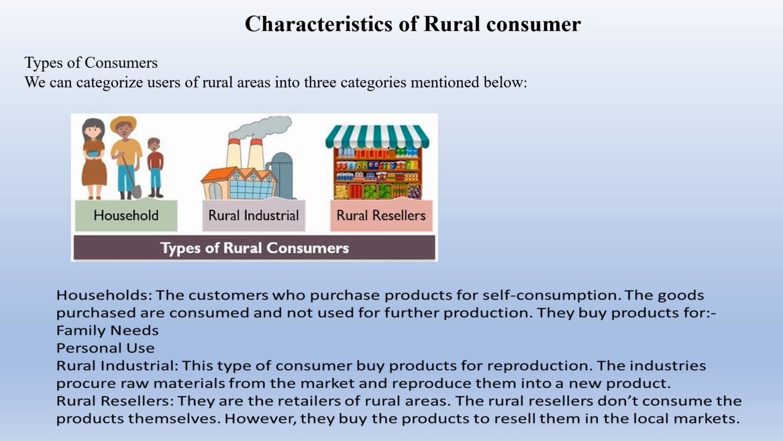Further, the types of consumers. There are various types of consumers. Household consumers purchase products for self-consumption. Goods are purchased for consumption, not for further production in general. Family needs, personal use. Then rural industrials. This type of consumer buys products for reproduction purposes. The industry produces raw materials and markets. So there are household, family needs, personal users, and rural industrial. These are the four basic types of rural consumers in general.